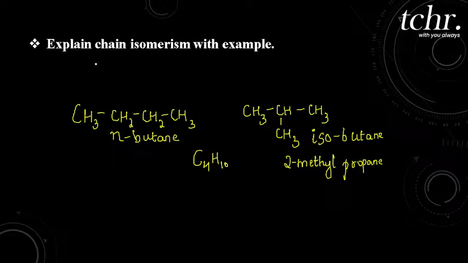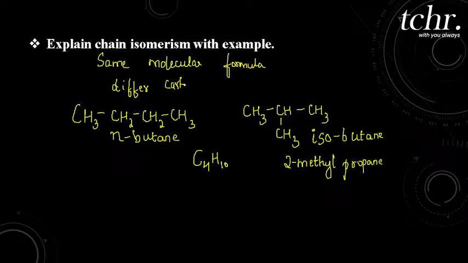So, chain isomerism means they have the same molecular formula, but they differ in the carbon chain. That means you can see one compound is a straight chain while the other one is a branched chain, right? Same molecular formula but differ in the carbon chain. So this explanation you have to give along with the example. Is that clear? So one will be straight chain, the other will be branched.